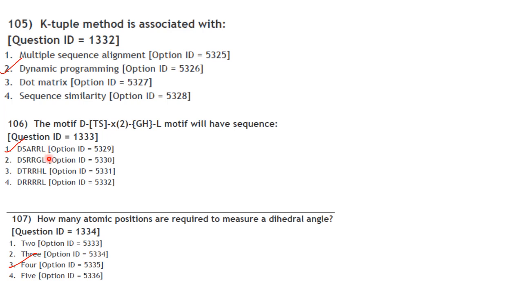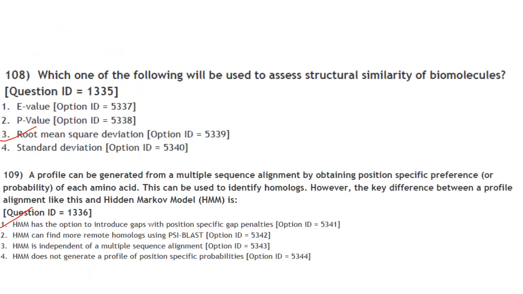correct. Then next one. How many atomic positions are required to measure a dihedral angle? So a dihedral angle is defined by 4 sequentially bonded atoms. So the answer is option 3. Which one of the following will be used to assess structural similarity of biomolecules? So it is root mean square deviation. Answer is option 3.